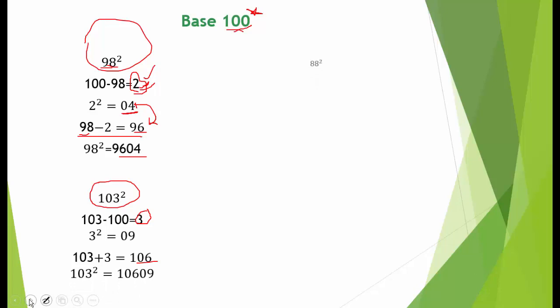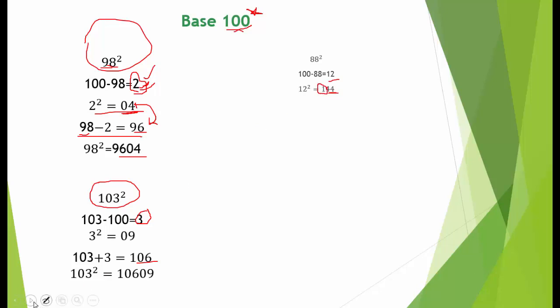अब हम बात करते हैं 88. मीन्स अगर ये नंबर जो है, अगर स्क्वायर जो फाइंड करते हैं वो प्रॉपर 2 डिजिट नहीं है, 3 डिजिट का आ जाता है, तो कैसे करेंगे? First of all find the difference, that is 12 here. Now the square of 12 is 144. Take only these 2 digits and this one will go in carry.